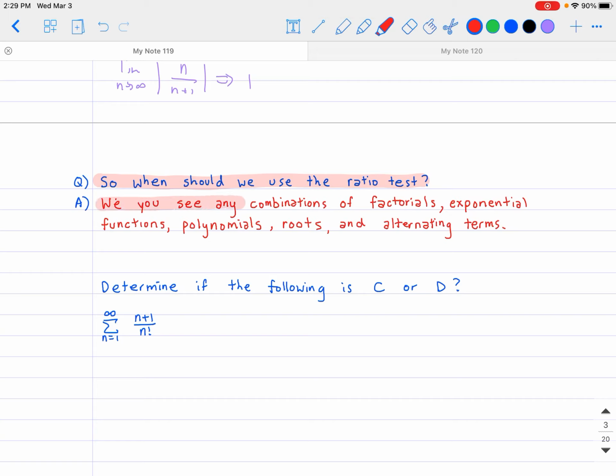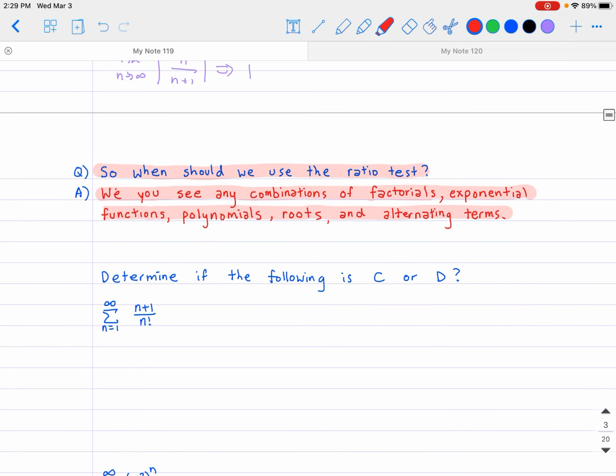Well, the ratio test is going to be useful whenever you see any combinations of factorials, exponential functions, polynomials, roots, and/or alternating terms. So if you have something that contains two or more of these functions, then that's probably where the ratio test is going to come in handy. So here it is.